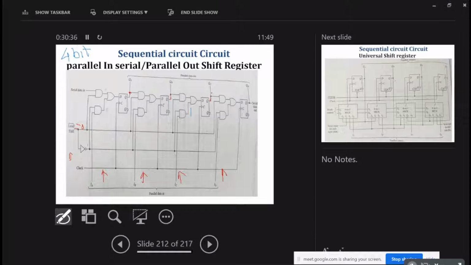At the first clock pulse, we give the information in parallel form. Whenever the load shift value is 0, immediately we can take the information from the individual parallel wires, so we can take information in parallel way. This is the parallel in parallel out shift register.